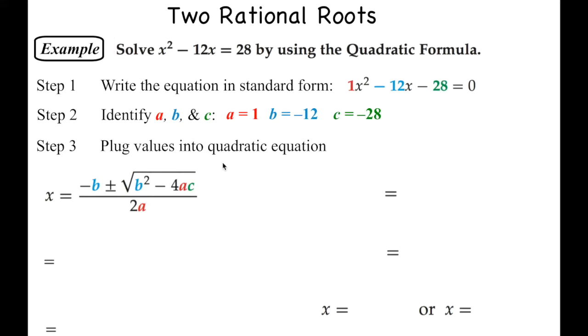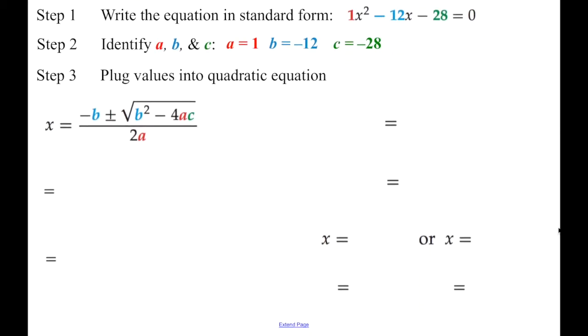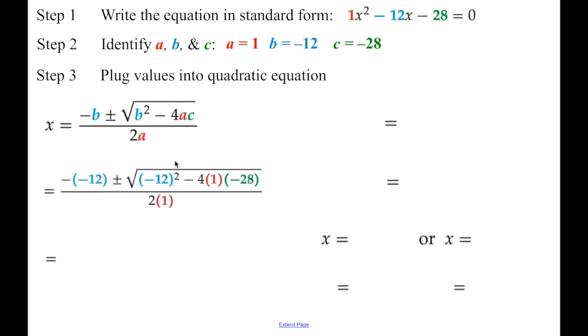Our third step is to plug those values into our quadratic equation and then solve. So here's our quadratic equation. This says take the opposite of b. If b is negative, this number right here will be positive, plus and minus the square root of whatever b is squared minus 4ac, over 2a. So I've substituted those in. Hopefully the colors help you see where the numbers came from.